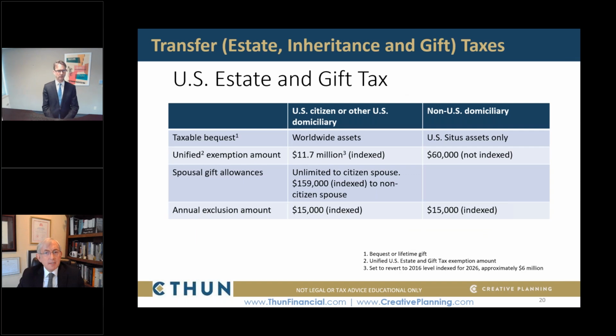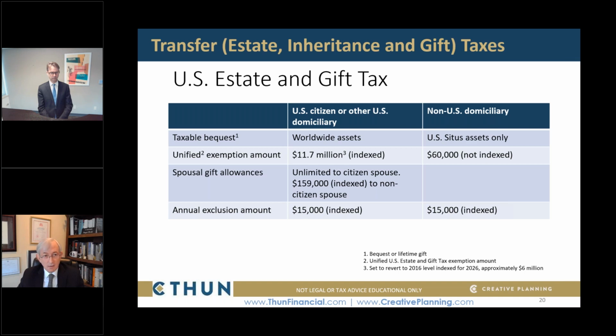So US estate and gift tax is the one that I think everyone is most familiar with. The taxes are payable on taxable bequests, either through a will or as a lifetime gift, on the worldwide assets of a US citizen or other US domiciliary. For a non-US domiciliary, the tax is only payable in relation to US situs assets.